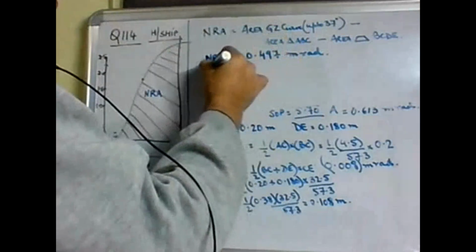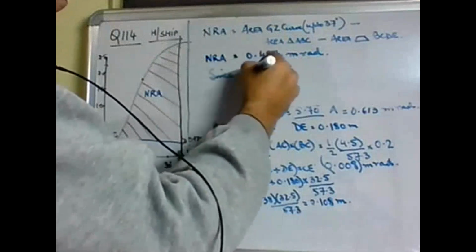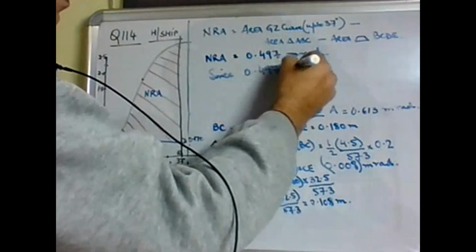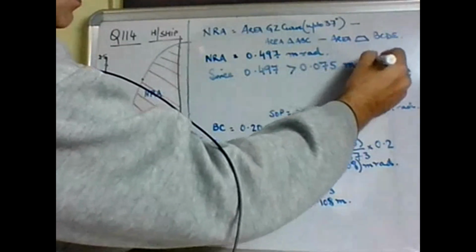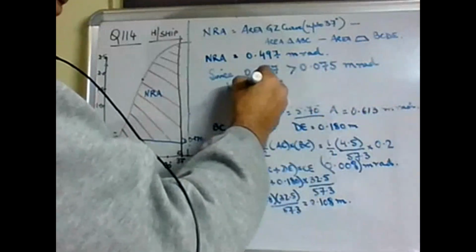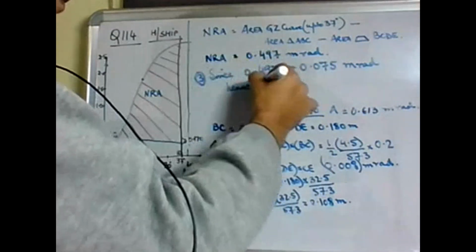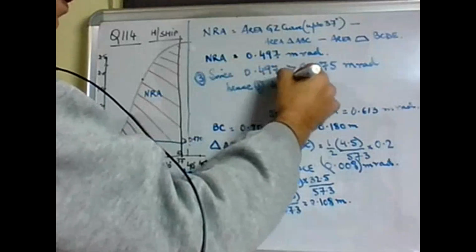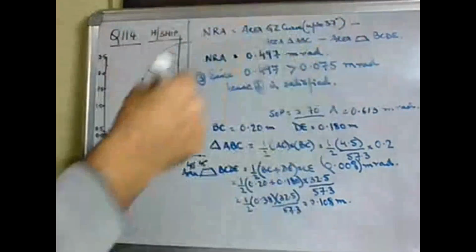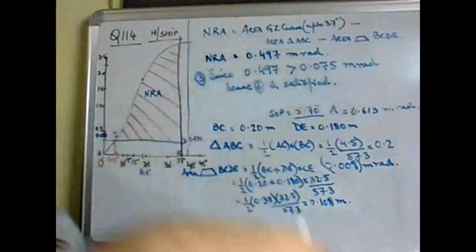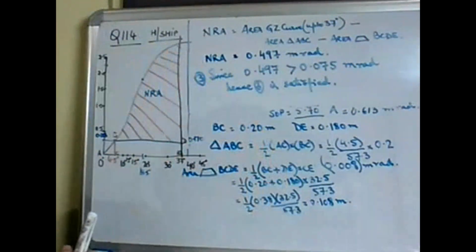Now, since 0.497 is greater than 0.075 meter radian, hence point number 3 is satisfied. Is this okay?